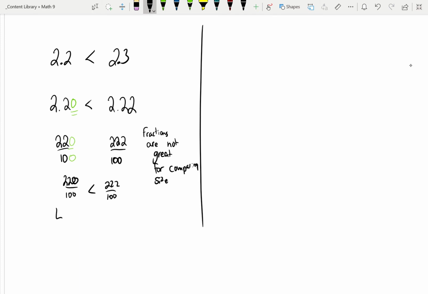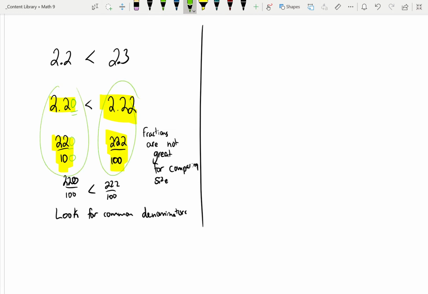So one of the tricks is look for common denominators. And one of the things that some of you may have noticed is that these numbers here are actually the same. I can rewrite 2.2 as 22 over 10, and I can write 2.22 as 222 over 100.